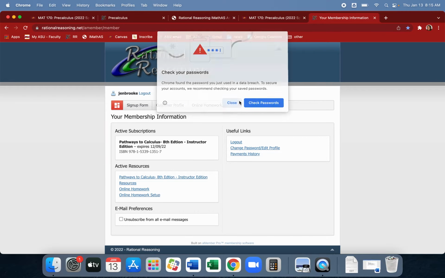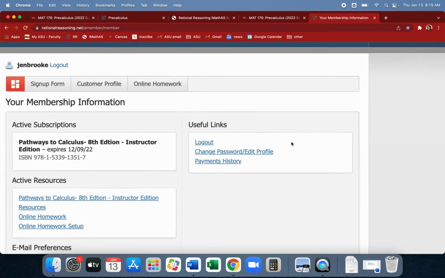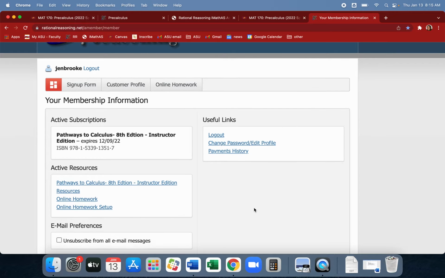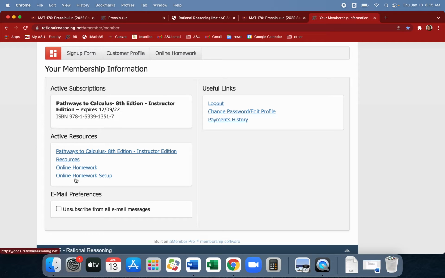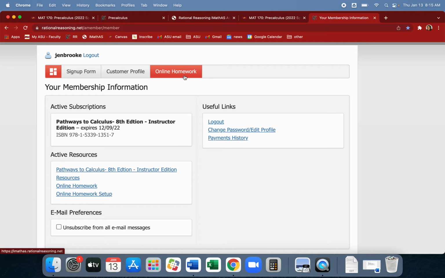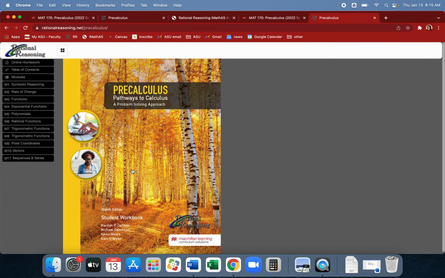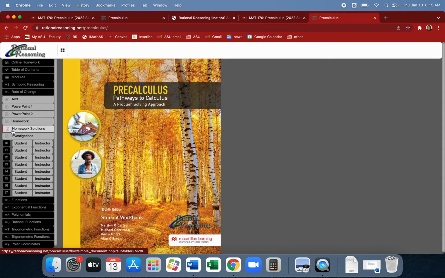Log in. On this page, yours doesn't have quite so many links. It has 2 out of these 3. You don't get to set up your homework, but you'll see this Pathways to Calculus 8th edition, Instructor edition, and online homework down here. There's another link to the online homework at the top, but this is where you get to the workbook online, the textbook, workbook, whatever you want to call it, with these investigations. It's this link here. What we were just looking at, and I'll open up again, was Module 2, Investigation 2. Yours doesn't say student and instructor, it just says the investigation.